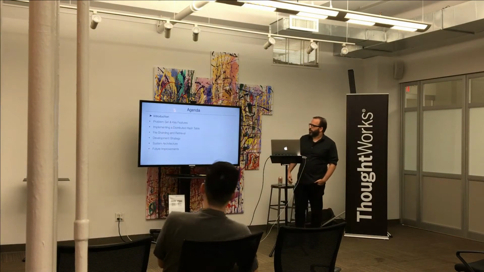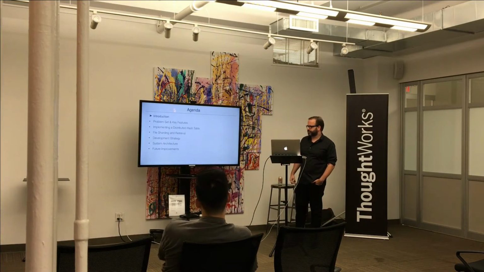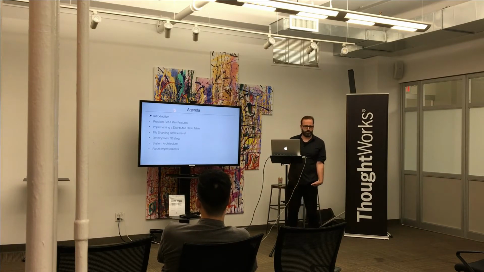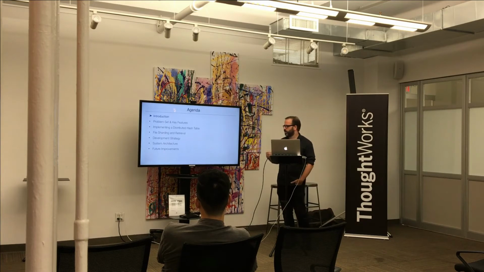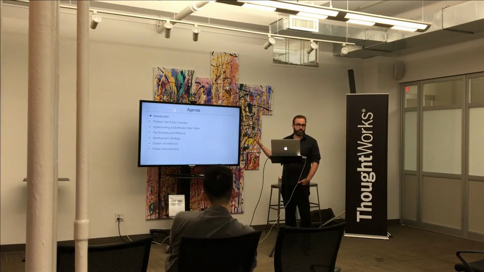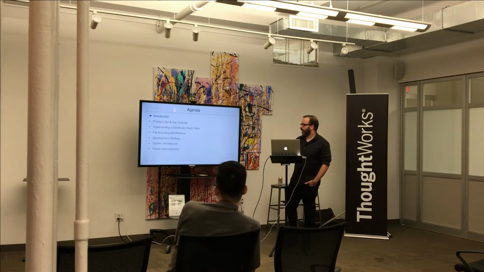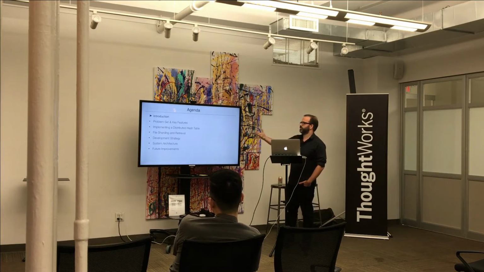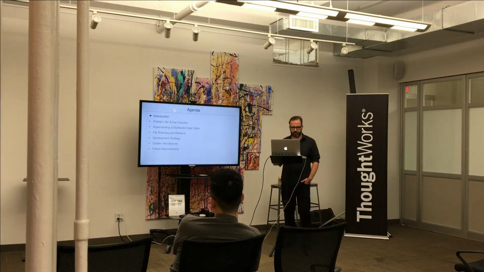Quick little agenda of what we're going to be touching upon. We're going to look at the problem set, the peer-to-peer space, and the key features that we sought to implement. We're going to look at distributed hash tables. What are they? Why are they? What do they do? File sharding and retrieval. Not every peer-to-peer system does that, but BitTorrent does, and so does ours. The overall development strategy that we took, and the final system architecture.